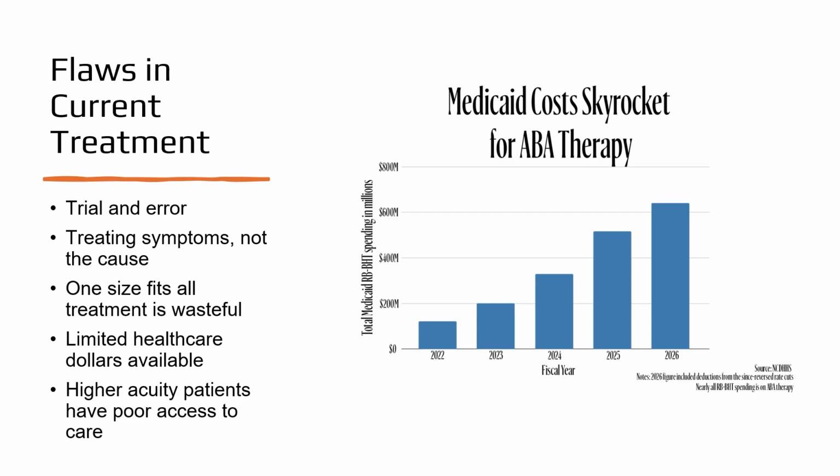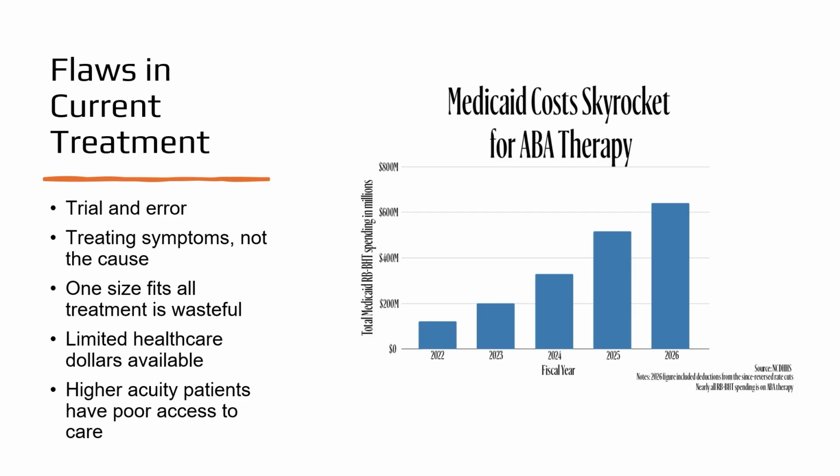As seen on the graph here, ABA therapy, or applied behavior analysis therapy, is estimated to skyrocket in costs, reaching hundreds of millions of dollars by 2026. ABA is currently the gold standard treatment for autism and focuses on improving communication, social, and adaptive skills through positive reinforcement. We have to ask, is this the gold standard because it's the best biology can offer, or is it because it's the only tool that we've standardized?